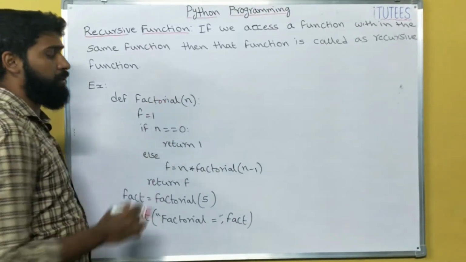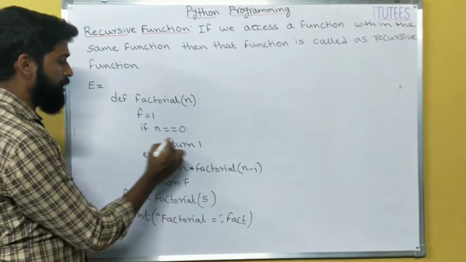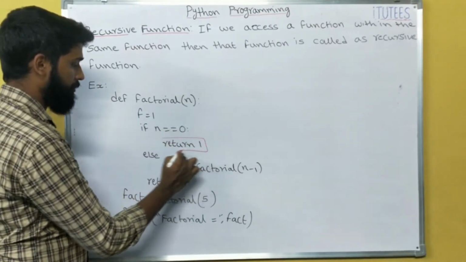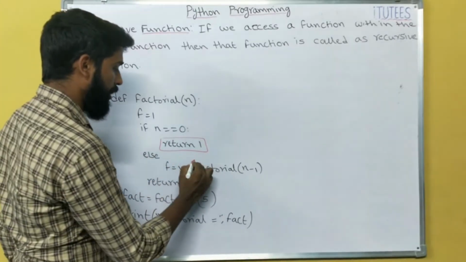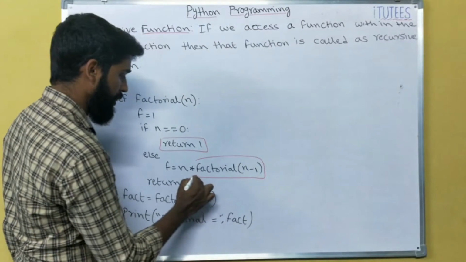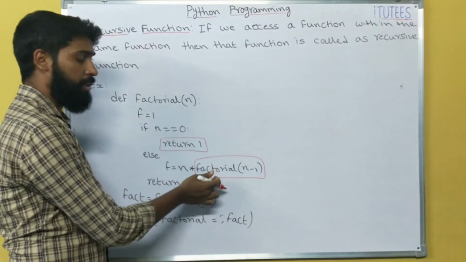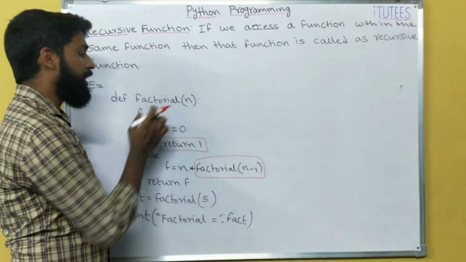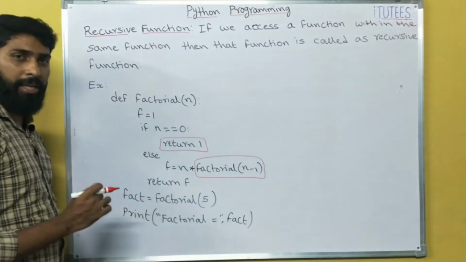def factorial(n): if n equals 0, return 1; else f equals n into factorial of n minus 1. That means the factorial function calls itself. It is calling itself, so we say that the factorial function is a recursive function. Now we can see the execution.